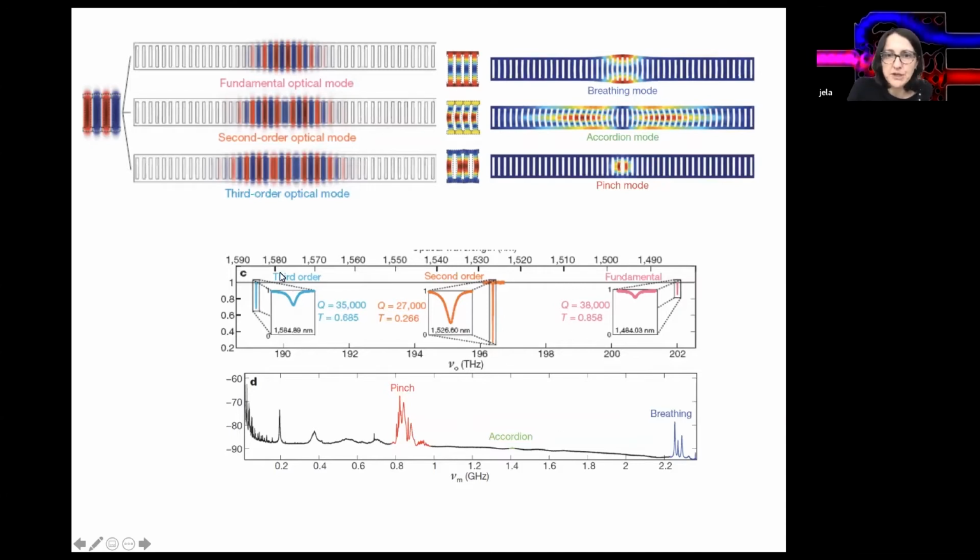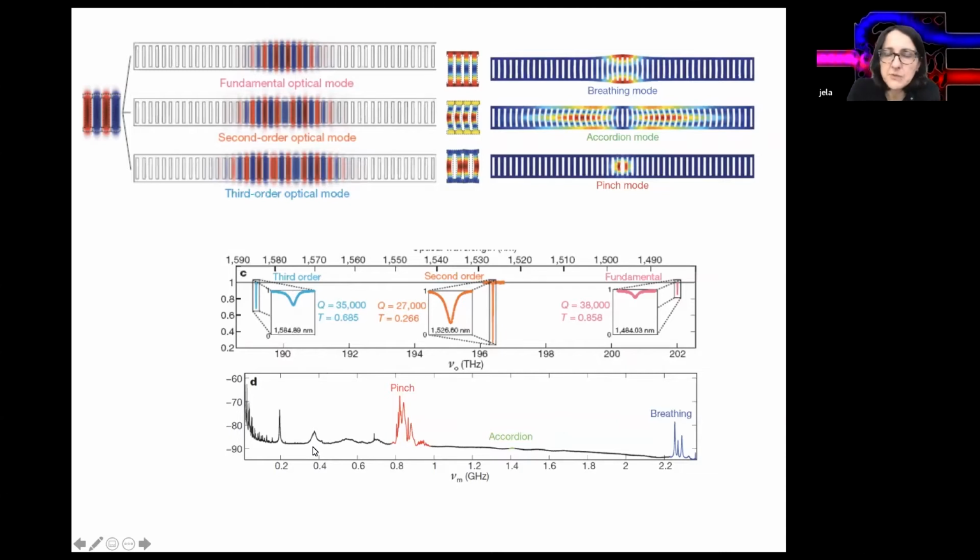So at the bottom here, for this particular resonator that has optical and mechanical resonances, you can see the optical spectrum, right? In this optical spectrum, you have the fundamental, second, and third order modes with different Q factors. Those are the modes shown on the top left. These are all optical resonances, and they have pretty high Q factors.